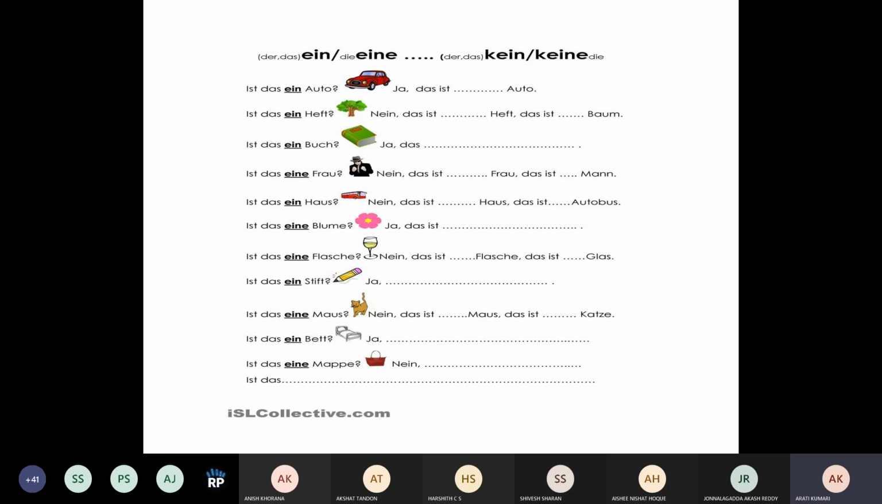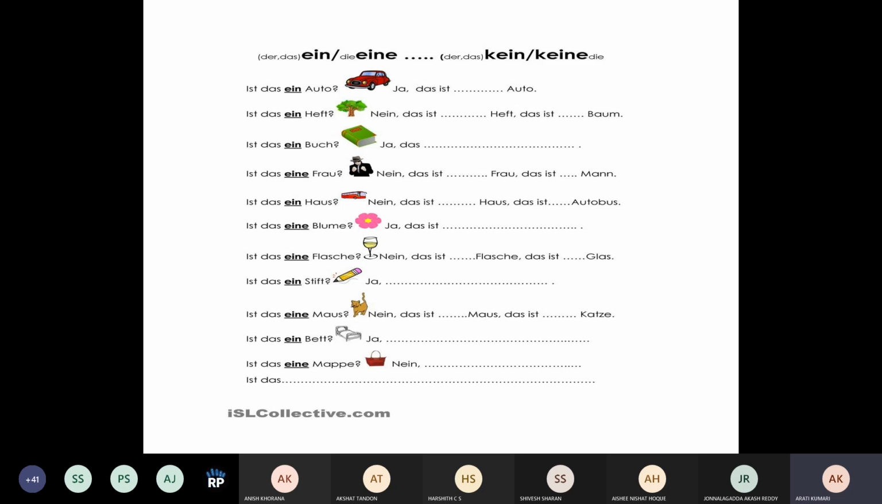Is this eine Mappe? Is this a folder? You have to say, no, this is not a folder. How do you say that? This is a bag. Nein, das ist keine Mappe. Das ist eine Tasche. Yes, das ist eine Tasche. Very good.